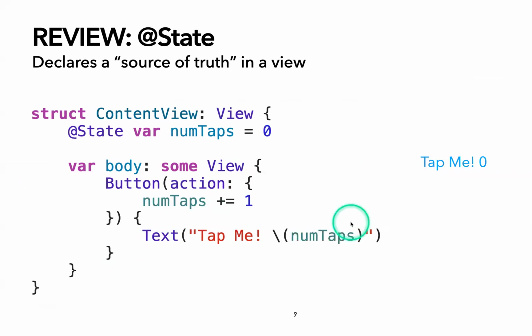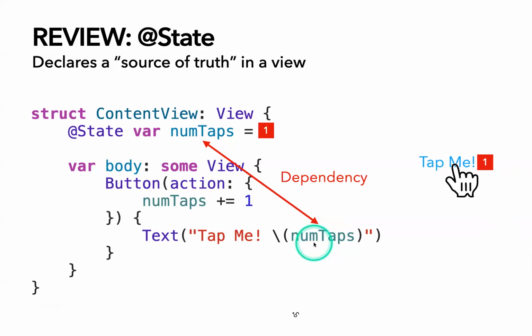Now, if it does depend on numTaps, like this, because we're using string interpolation to embed numTaps into the string, this forms a dependency. When we tap on this button, numTaps becomes 1. Since the button itself depends on numTaps, SwiftUI will tell this button to re-render itself. So now the button text will be "Tap me 1." If we do it again, numTaps is 2.